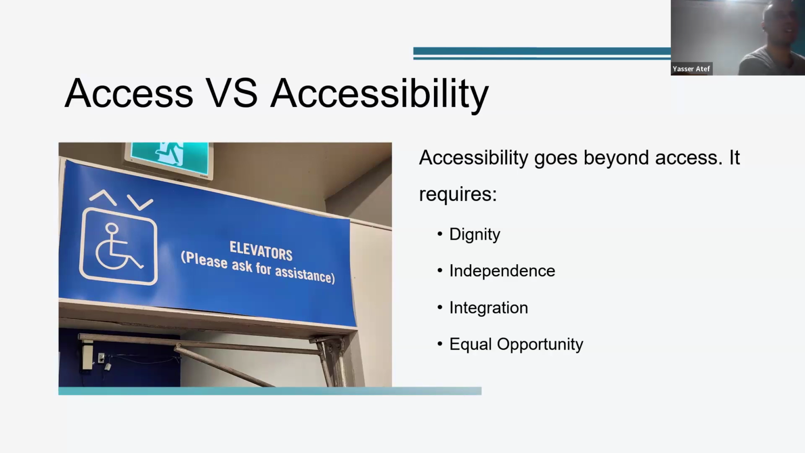So for access and accessibility, we believe that accessibility goes beyond access because it always requires dignity, independence, integration, and equal opportunity. And when I say accessibility, we say that we should have accessibility, not just access, because accessibility ensures that inclusion is also taken into consideration.